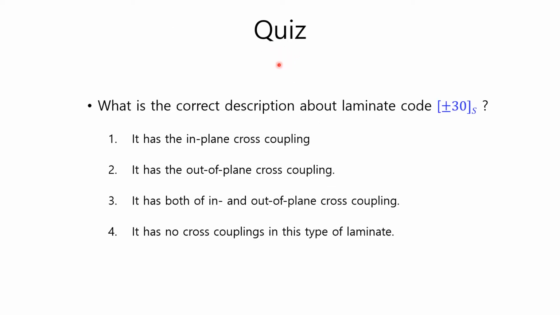Here I have a quiz for you. What is the correct description about the laminate code symmetry of plus minus 30? It has the in-plane cross-coupling. It has the out-of-plane cross-coupling. It has both in and out-of-plane cross-coupling. It has no cross-couplings in this type of laminate.